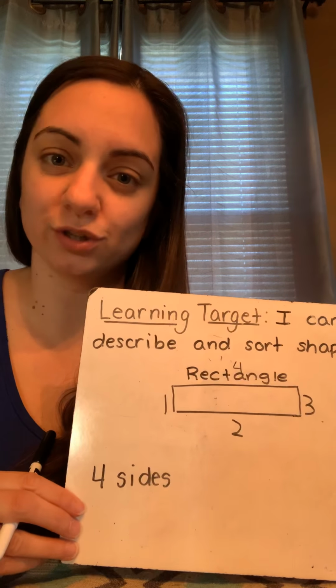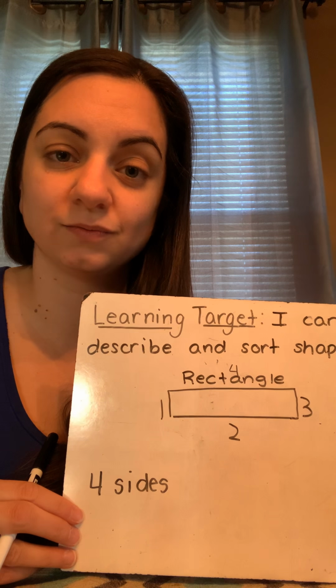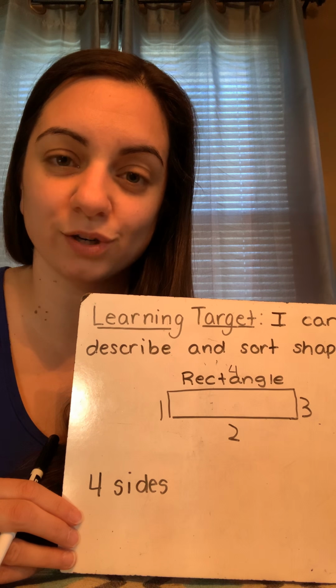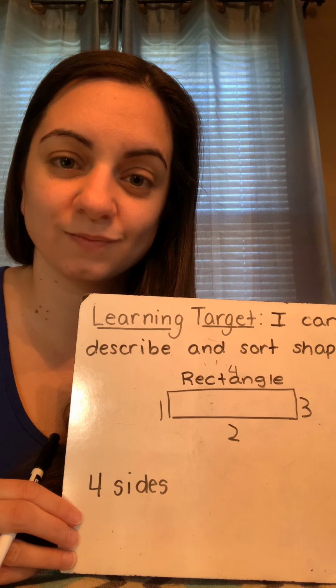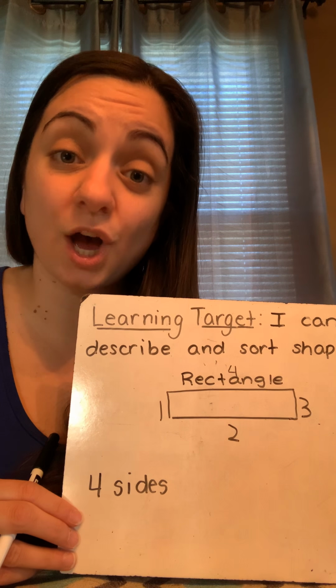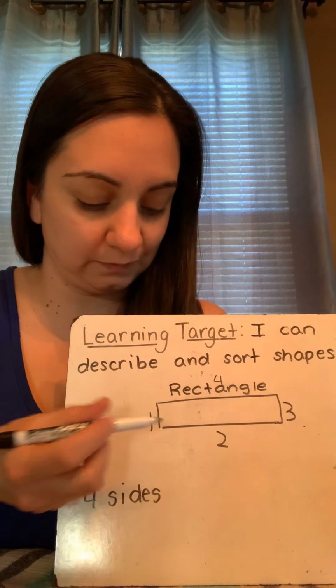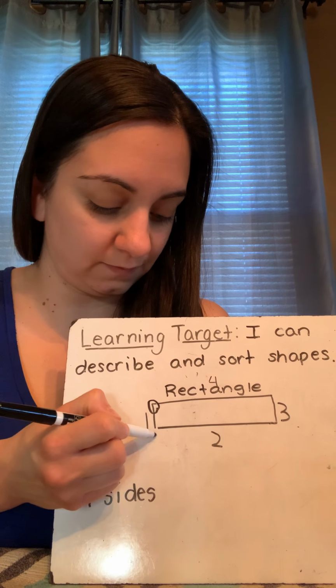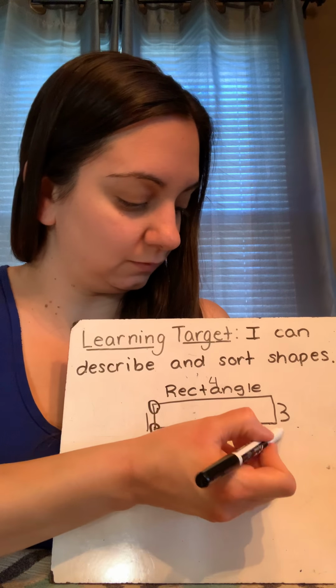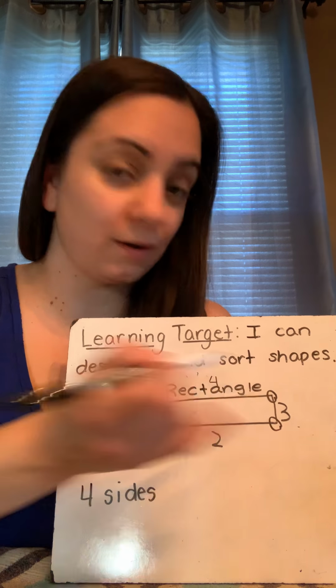How many corners does the rectangle have? You tell me. How many corners? That's right. A rectangle has 4 corners. Let's circle them. 1, 2, 3, 4. The rectangle has 4 corners.